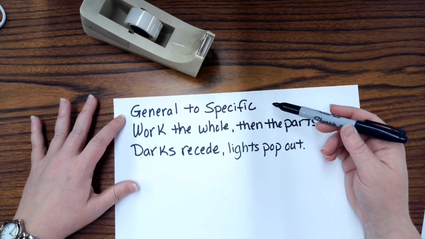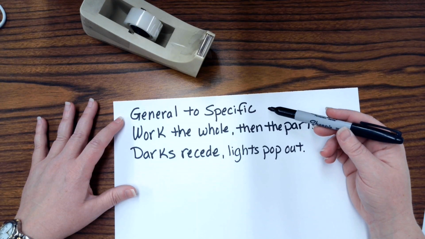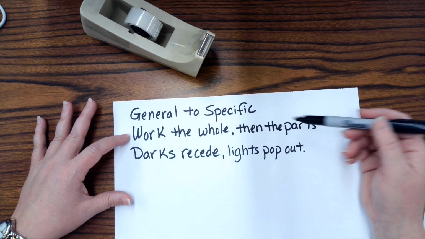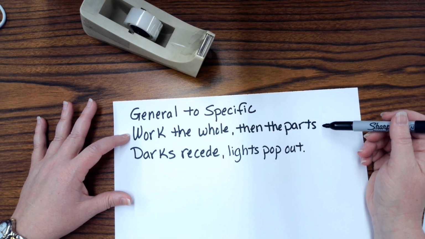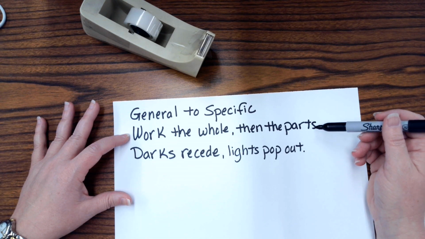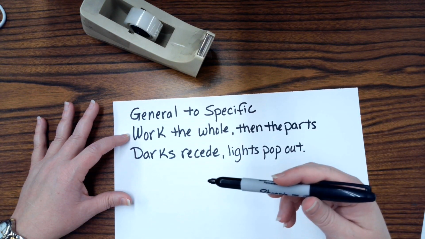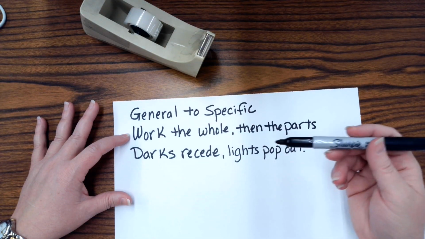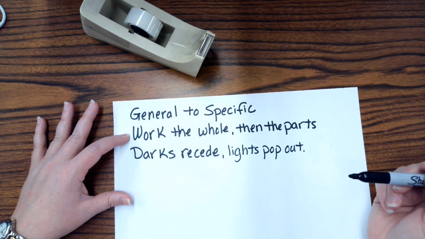So the first one is working general to specific. So I'm going to show you how to break it down into directional lines and then basic shapes. And then we're going to work the whole, then the parts. So then what we're going to do is from those basic shapes and directional lines, we're going to put together that object, its curves, things like that. So we're going to make changes to those general shapes that we are doing.